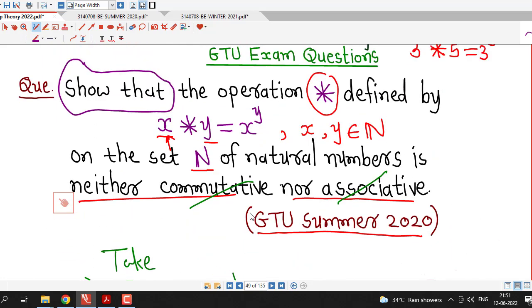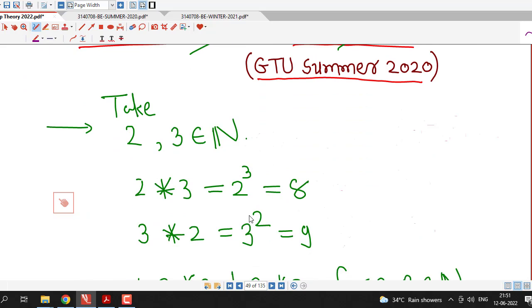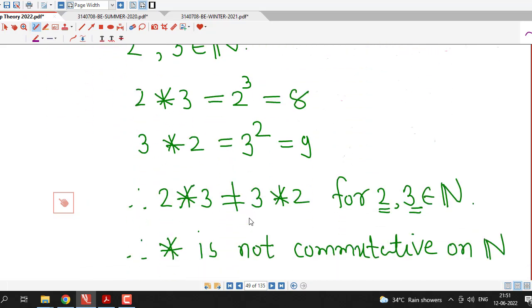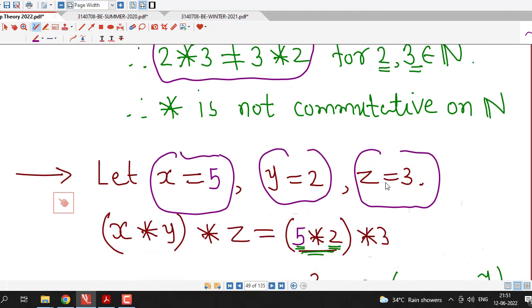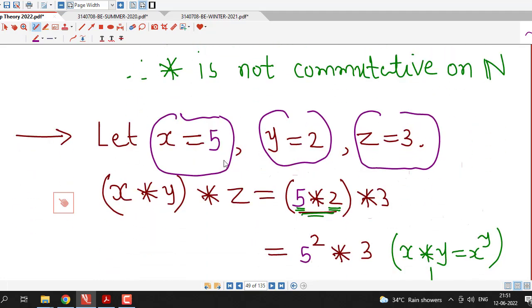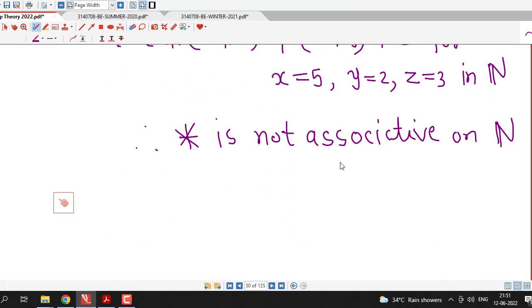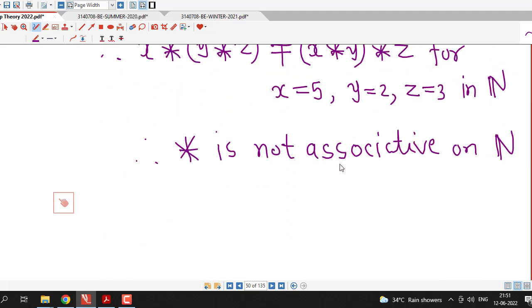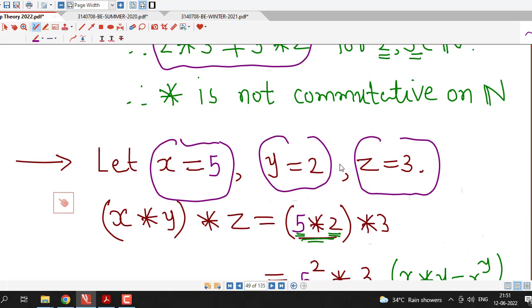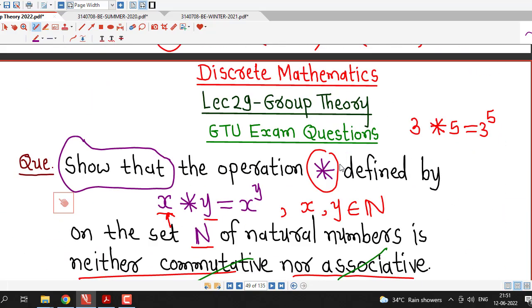So here first we have taken two elements for showing that the operation is not commutative, and we have 2 and 3. So we have shown that 2 star 3 and 3 star 2 are not equal for these two natural numbers. Therefore this is not commutative. And here we obtain inequality for x equal to 5, y equal to 2 and z equal to 3. So in this way you can easily check or prove whether a given operation is commutative or associative, or neither commutative nor associative.